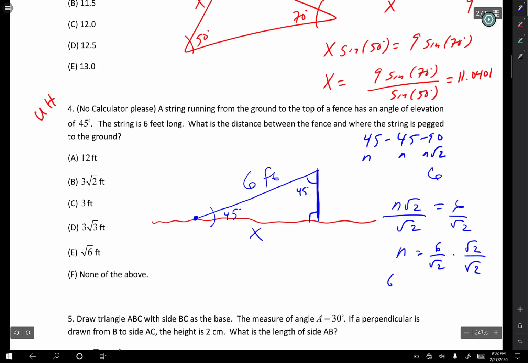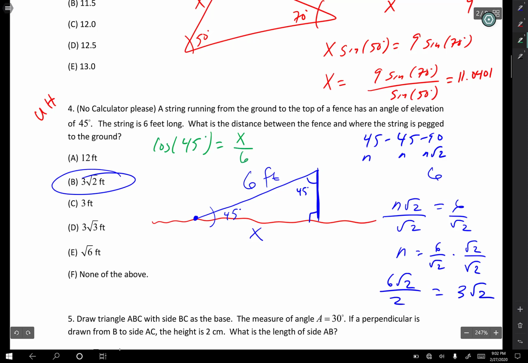So you get 6 square root of 2 over 2, which is just 3 square root of 2. So there's one way. Another way to do it, you can say with respect to the 45 degrees, this x is adjacent, that 6 is hypotenuse. So you can say cosine 45 degrees is equal to adjacent divided by hypotenuse.